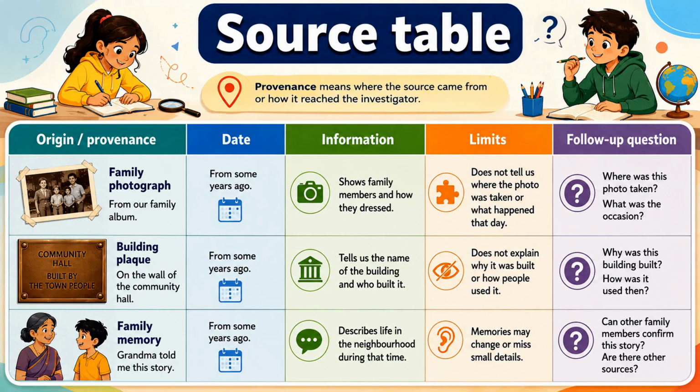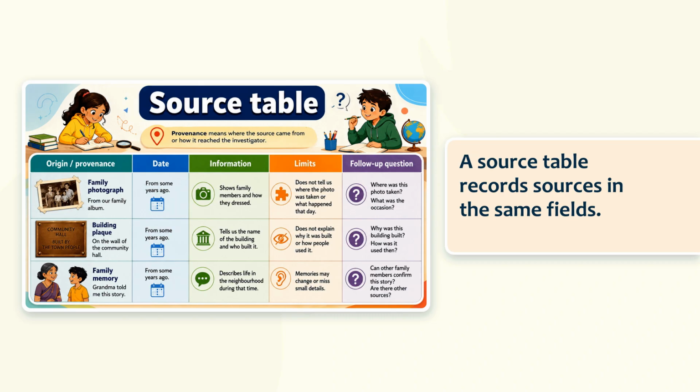Look across the 5 columns and notice that every source is recorded in the same way. A source table is an organized record of the sources used in an investigation. The first column includes provenance, meaning where the source came from or how it reached the investigator. The remaining columns record date, information, limits, and follow-up questions so useful details and unanswered points stay visible. The repeated columns make the investigation easier to track.